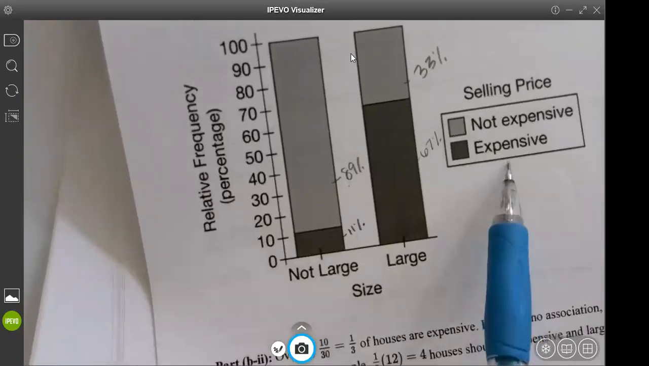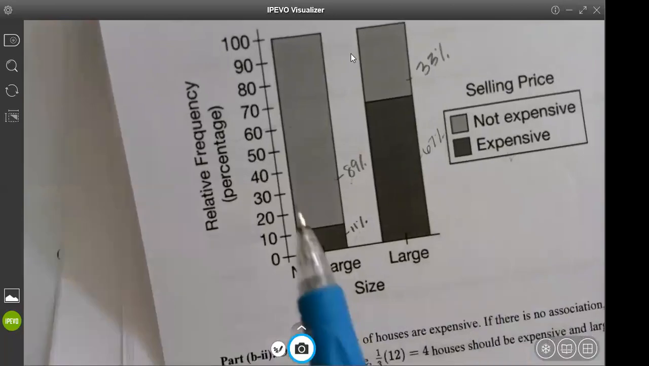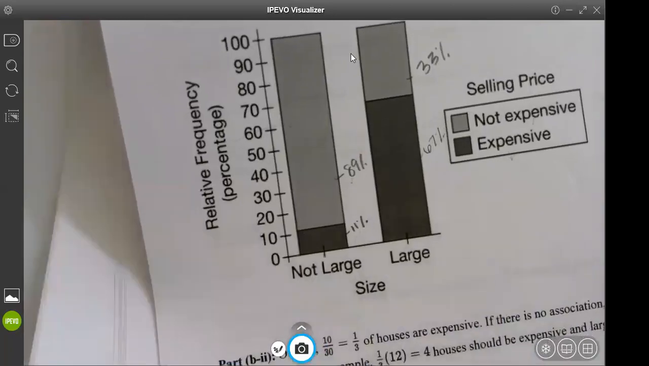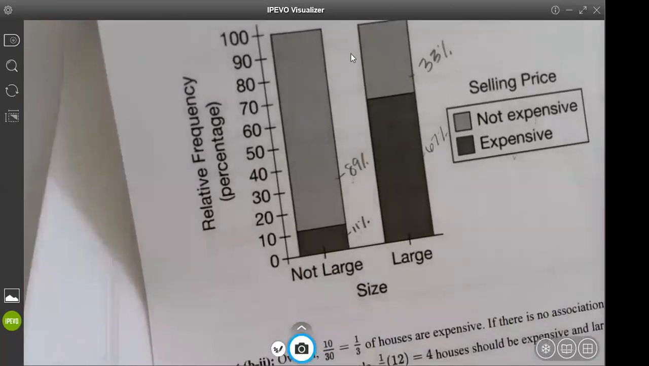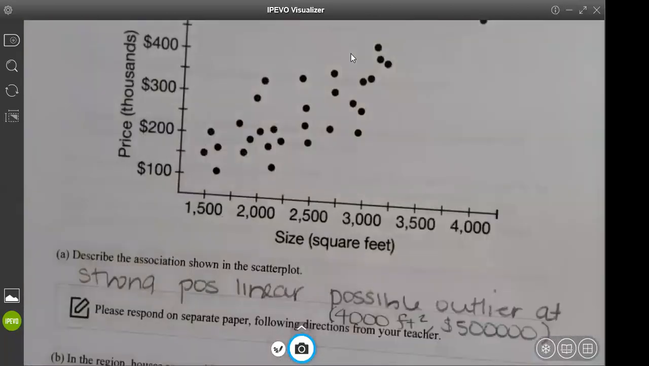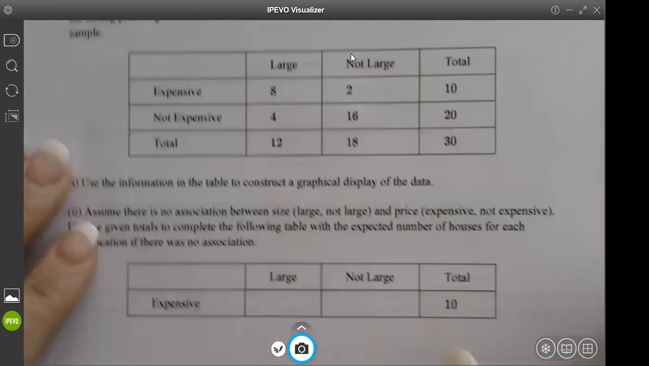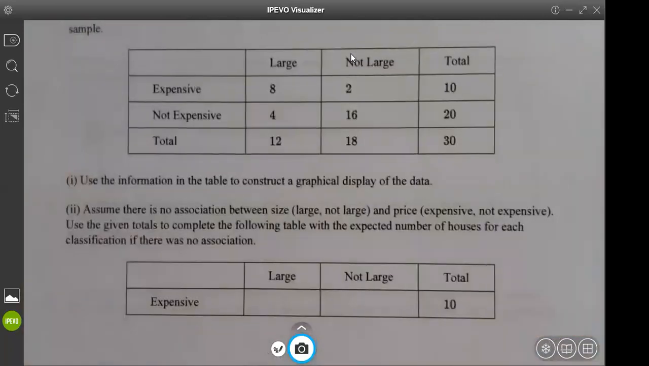Okay, so that's the thing. If they ask you to graph or design a graph, make sure you label it and put a key. Is everybody good? All right. For the next part, and it's blocked off, it actually goes to the next page. Assume there's no association between size, large or not large, and price, expensive, not expensive. Use the given totals to complete the following table with the expected number of houses for each classification if there was no association. So how do we do expected number?